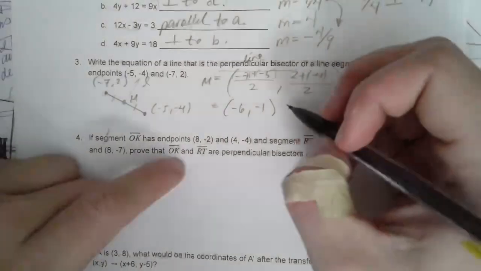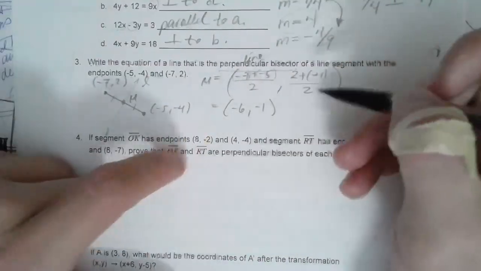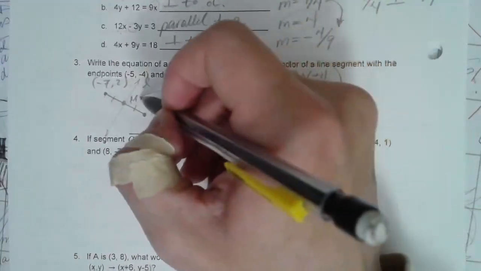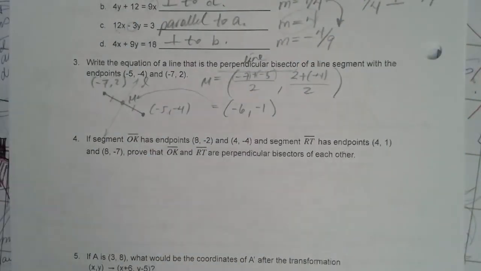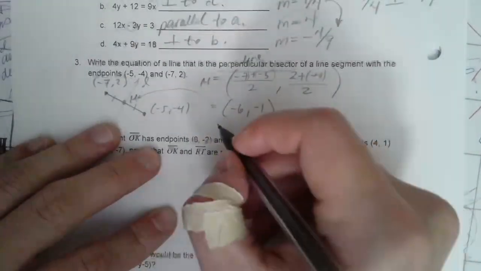Okay, that is equal to -6, -1. So there's the middle. So now I know this point is going to go on my line. That's this point right here. So I now need to make a perpendicular line. Well, to make a perpendicular line, I'm going to first need to know the slope.